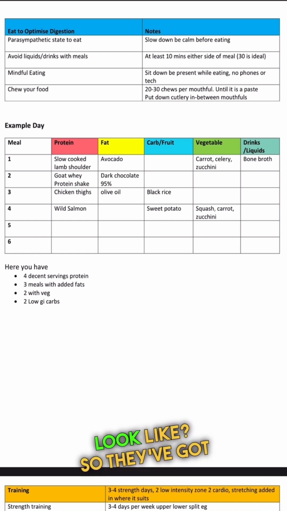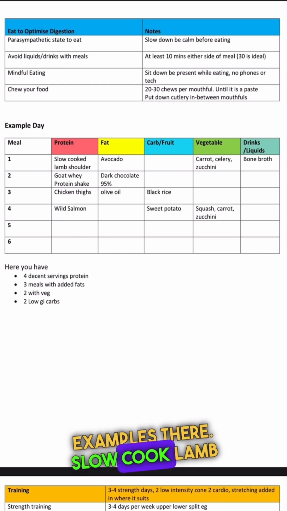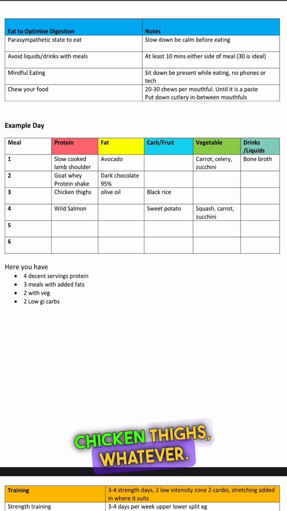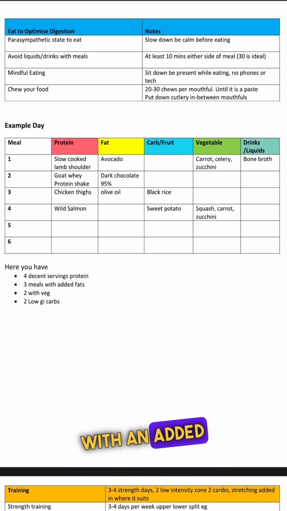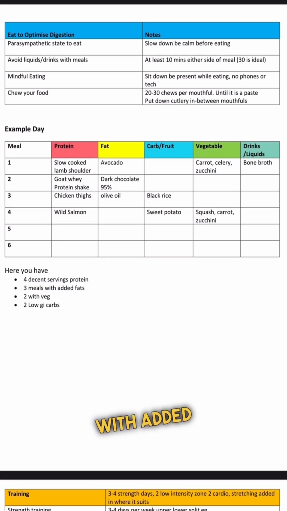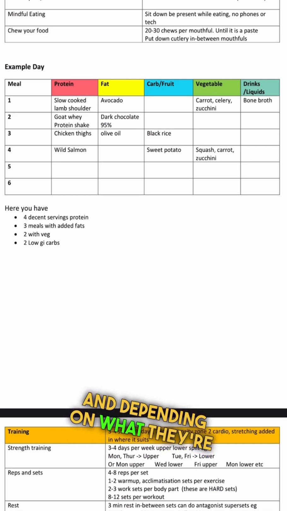So, they've got in their protein, they're going to eat 4 times a day. They're going to have protein in every meal. There's some examples there: slow cooked lamb shoulder breakfast, goat whey protein shake, chicken thighs, whatever. And they've got 3 meals with an added fat, the avocado, dark chocolate, olive oil, 2 meals with added carbs, so those last 2 meals. And they've got some veggies added in as well. Again, this is going to be different for each person, depending on what they're having and not having.